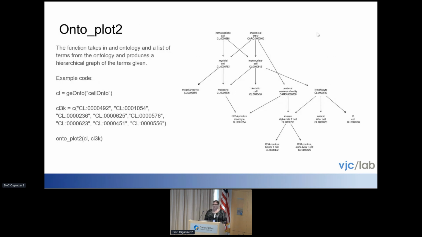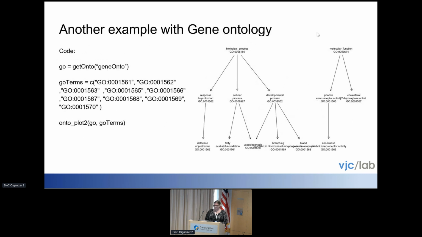Now into some examples of functions that we have in OntoProc. We have OntoPlot2. This function takes a list of ontology terms from whatever ontology you want to use. In this case, we're using CellOnto, and it makes a hierarchical graph with the terms you've given it. It runs quite quickly, so it's really nice. This is another example where we use GeneOnto instead of CellOnto to give us these hierarchical graphs.